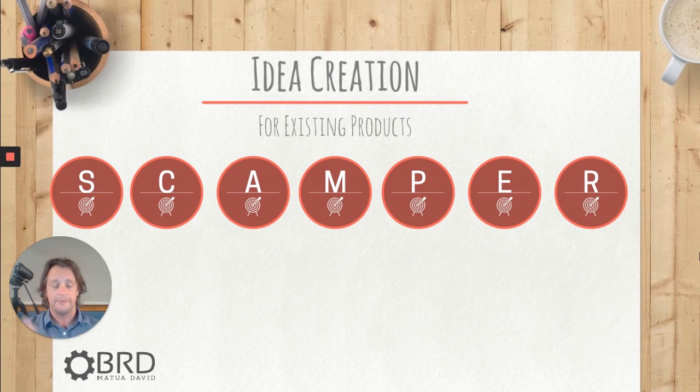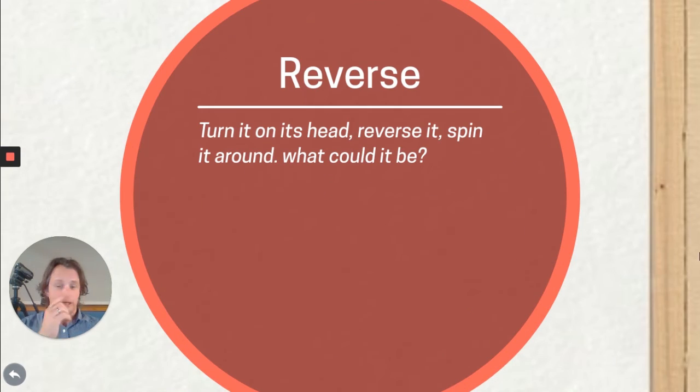All right. The next one is often quite confusing, depending on what you're doing. It is reverse. How could you turn it on its head, reverse it, spin it around, right? If we're wanting to make a complete 180 degrees, turn the whole thing inside out, what could it be? Okay. So if we've got, I can't really think of a good example right here.